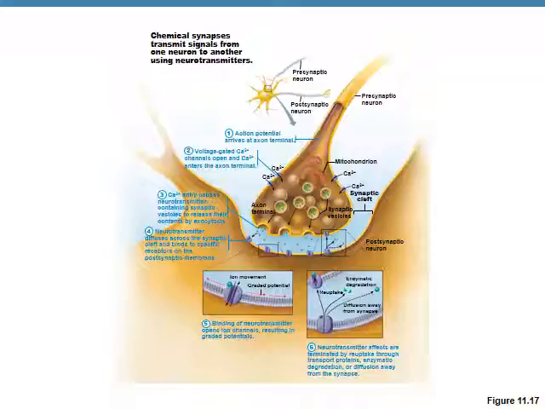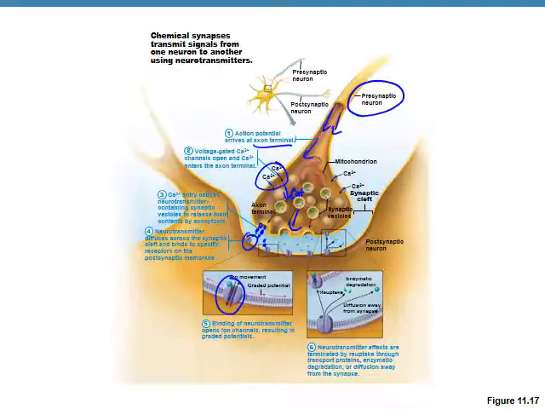After the last slide, this one should be a lot easier to follow, right? So here's our action potential traveling on our presynaptic neuron. That action potential reaches the axon terminal. The calcium gates open, calcium comes in, causes the acetylcholine, or in this case any neurotransmitter, to be released from the axon terminal. So now we have our neurotransmitter released, and it binds to the receptor on the postsynaptic neuron.